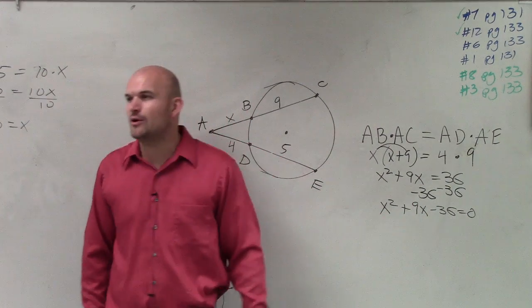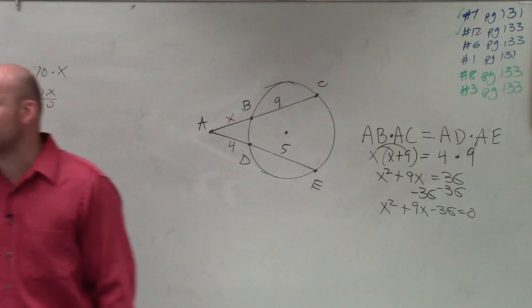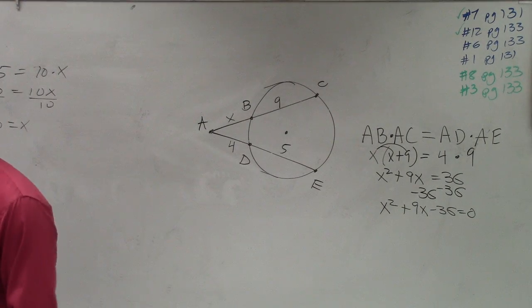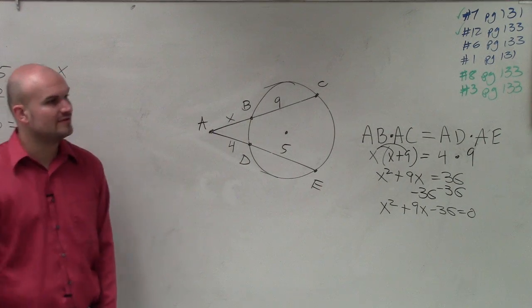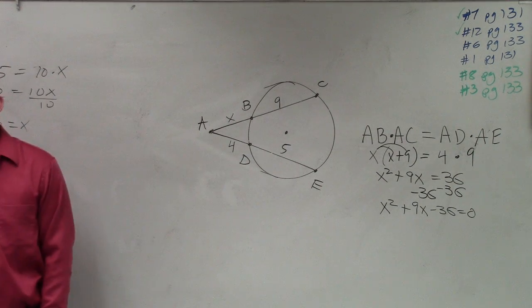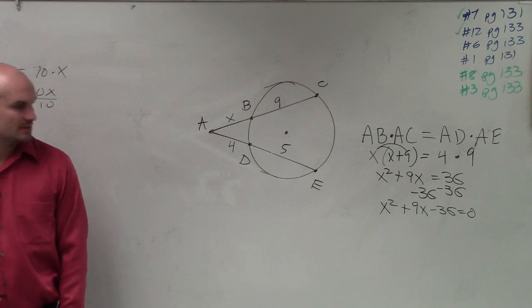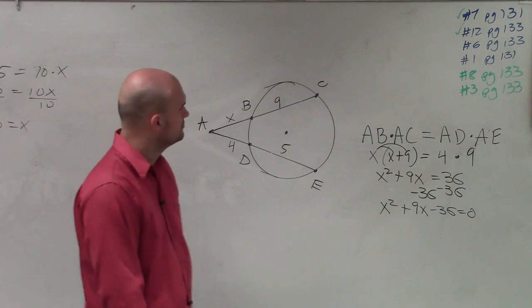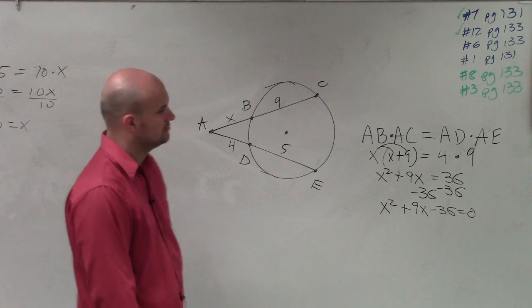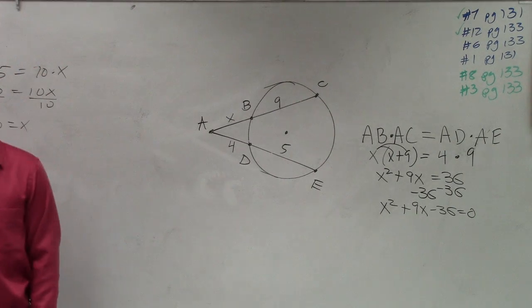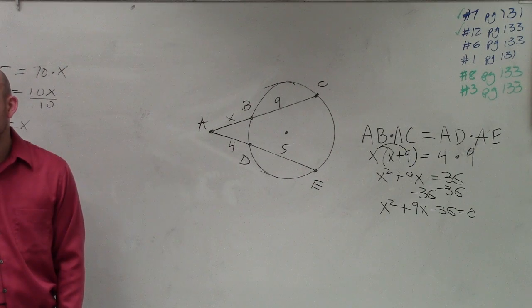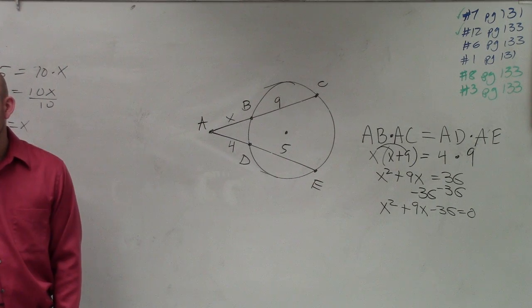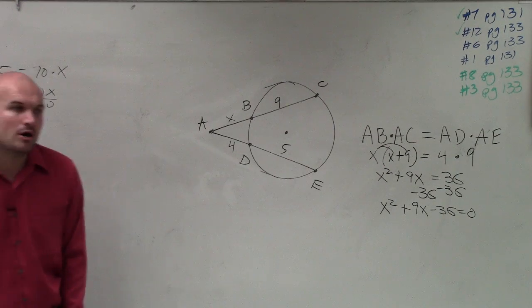Does anybody know what two factors of 36, positive or negative, add up to give me positive 9? Jake, do you figure it out? All right, well, I'll help you out.